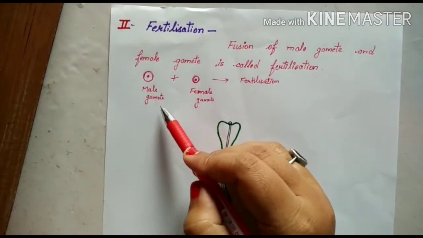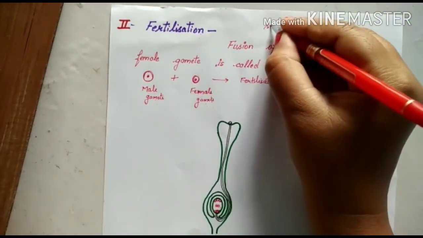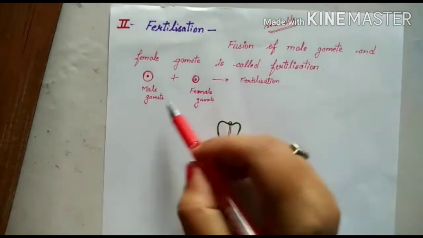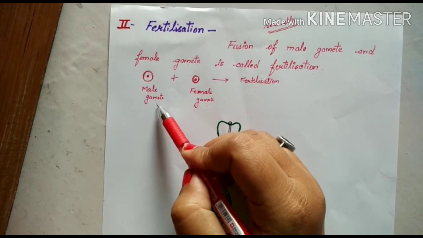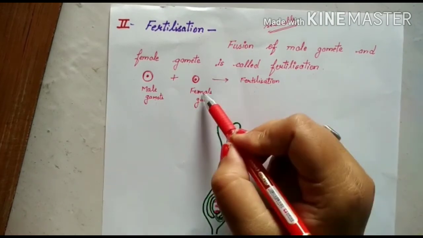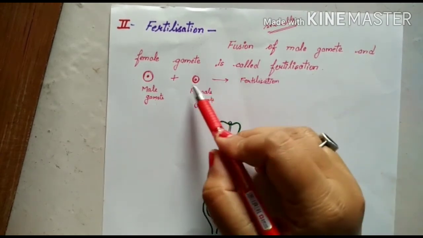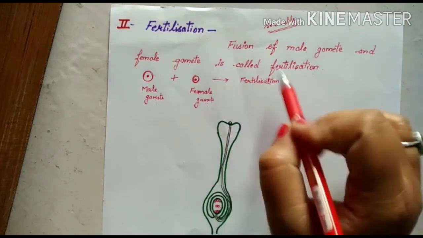So male gamete means male sex cells. Gamete means sex cells. So the male gamete is the male sex cell, which is the pollen grains, and the female sex cell is the ovules. So when these male and female gametes fuse, it is fertilization.